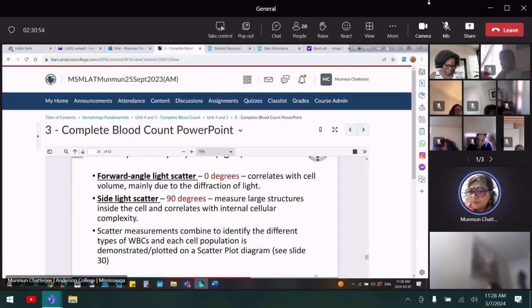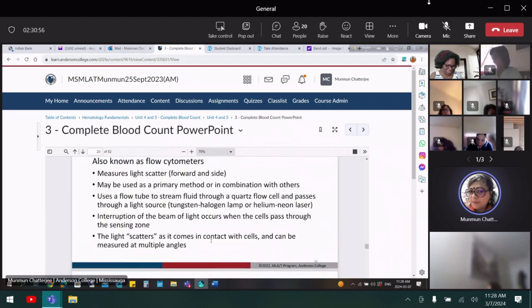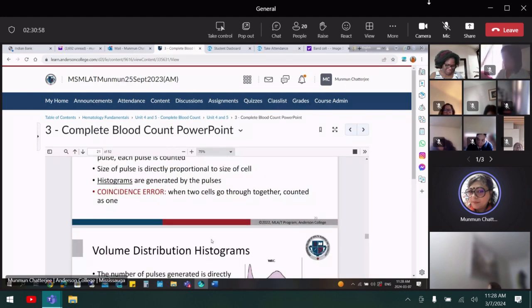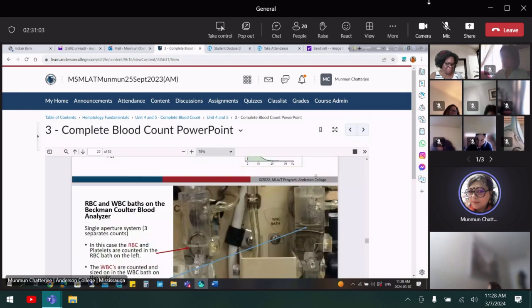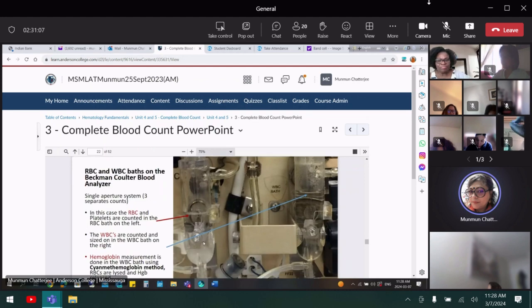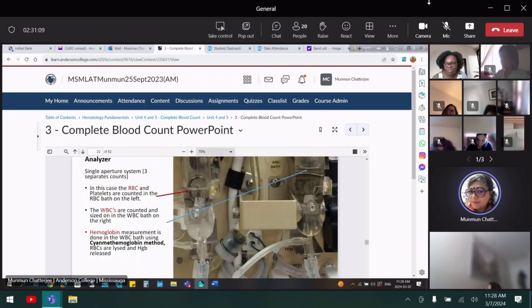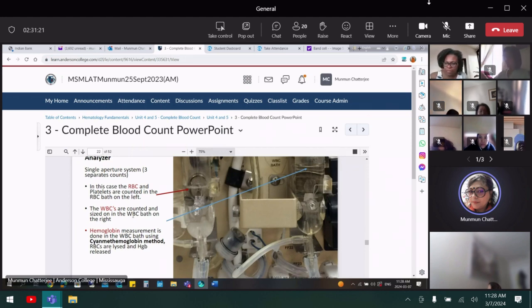That is the warm up. So we have gone through up to this slide. This one is done. So we just measure the hemoglobin by the hemoglobin method. The height is going to give you the size of the cell, and the pulse is going to give you the number of cell counts.